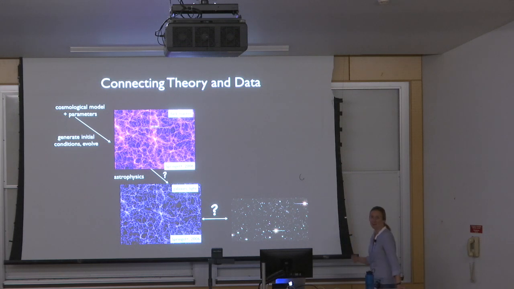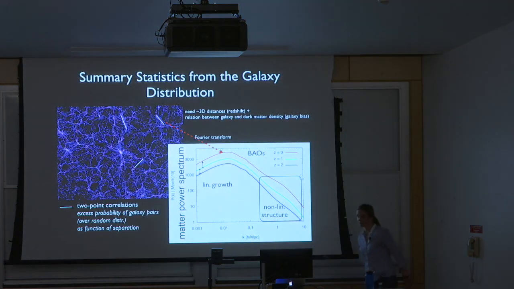There are some brave groups right now working on how to directly compare a catalog obtained from a survey to numerical simulations, and how to build a forward modeling machinery to turn that into cosmological constraints. But for today, I will talk you through the current mainstream process. That is, we will apply summary statistics to our galaxy distribution and then compare that to theory.